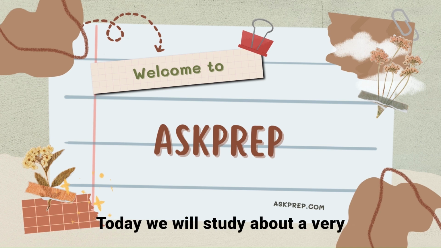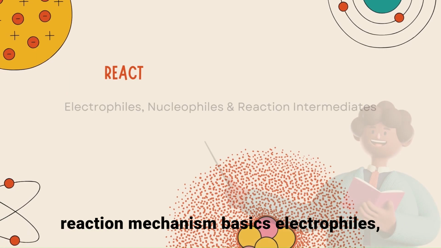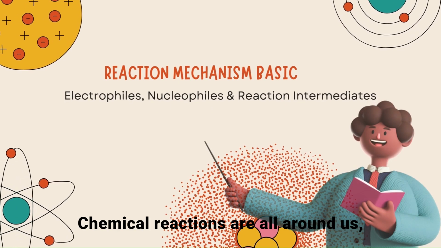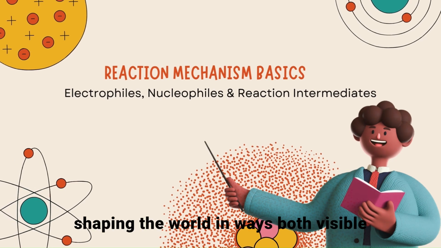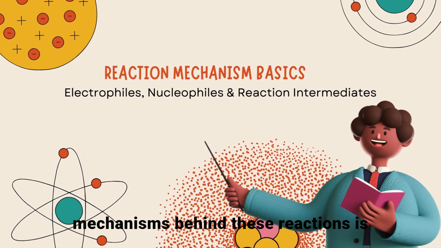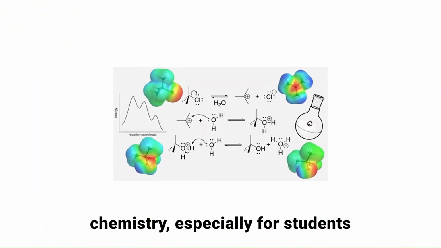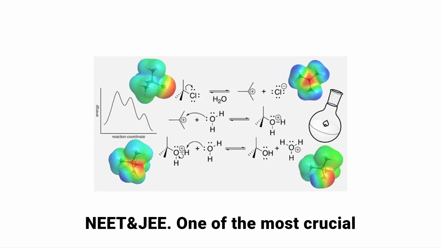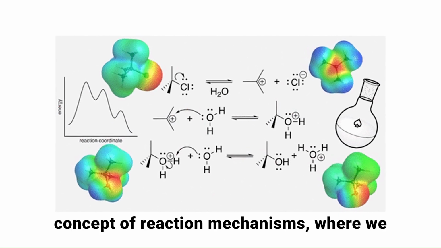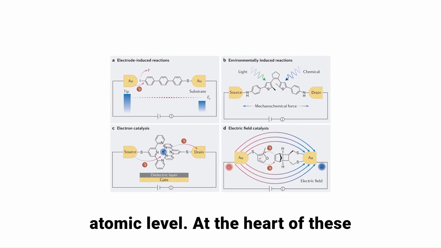Today we will study a very important topic of chemistry, which is reaction mechanism basics, electrophiles, nucleophiles and reaction intermediates. Chemical reactions are all around us, shaping the world in ways both visible and invisible. Understanding the mechanisms behind these reactions is fundamental for mastering organic chemistry, especially for students preparing for competitive exams like NEET and JEE. One of the most crucial aspects of organic chemistry is the concept of reaction mechanisms, where we analyze how molecules interact at the atomic level.